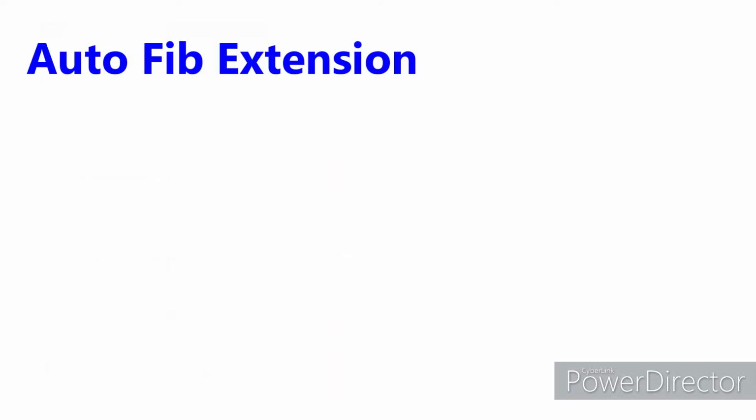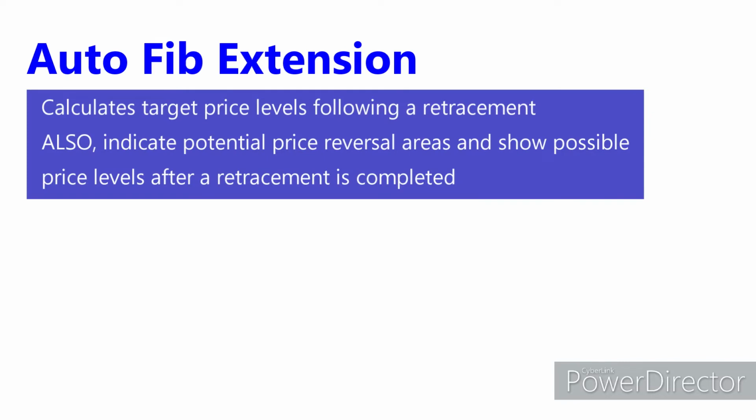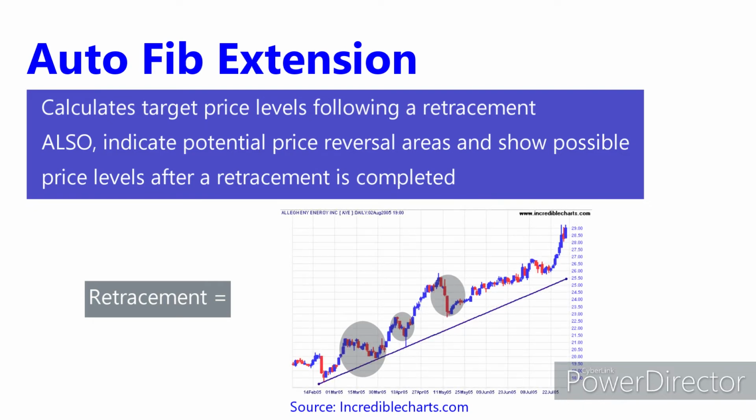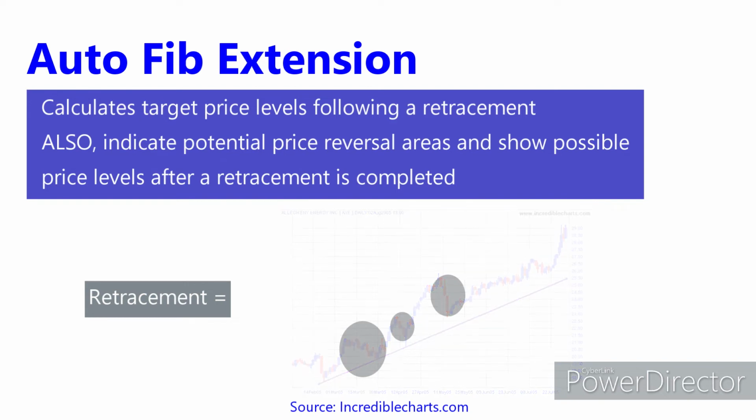Now we're on to the Auto Fib extension. This indicator calculates target price levels following a retracement, as well as highlights potential trend reversal areas. A retracement is a temporary change in direction in a stock's trend line, which are highlighted in the chart to the right. This indicator is important because if you know where the retracements are and hold through the temporary low or high, depending on whether you've bought or shorted the stock, the more profit is available.